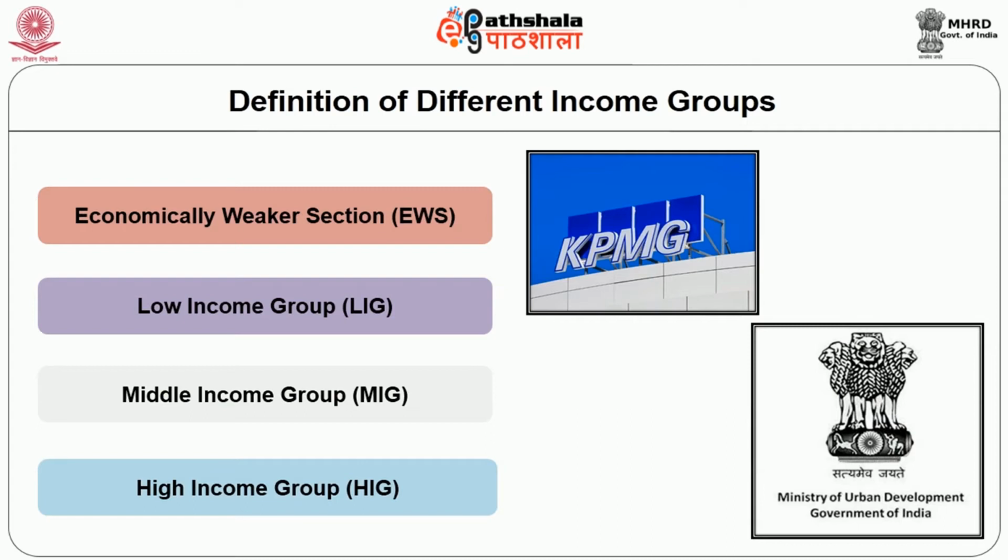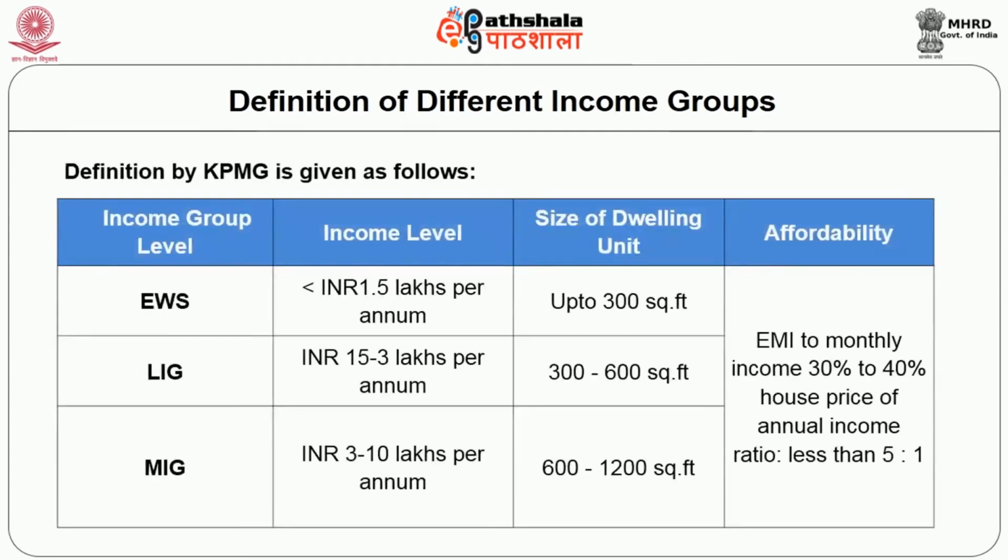The classification of different income groups, namely economically weaker section, low income group, middle income group, and high income group, are defined by KPMG, a professional service company, and the Ministry of Housing and Urban Poverty Alleviation. Based on the definition of KPMG, EWS means those with an annual income of less than 1.5 lakh rupees, and the dwelling size recommended for them is up to 300 square feet.